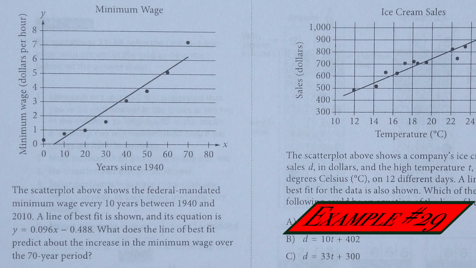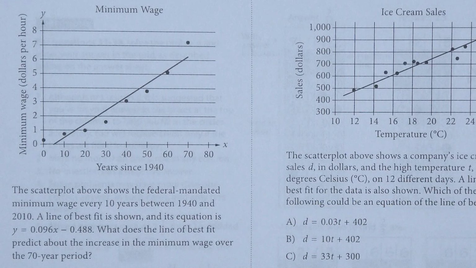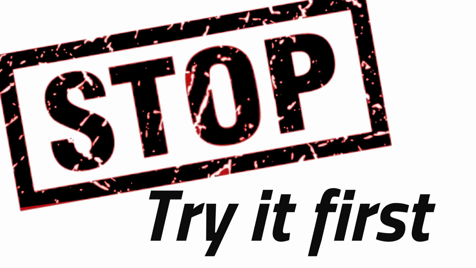The scatter plot above shows the federal mandated minimum wage every 10 years between 1940 and 2010. The line of best fit is shown, and its equation is y is equal to 0.096x minus 0.488. What does the line of best fit predict about the increase in the minimum wage over the 70-year period?